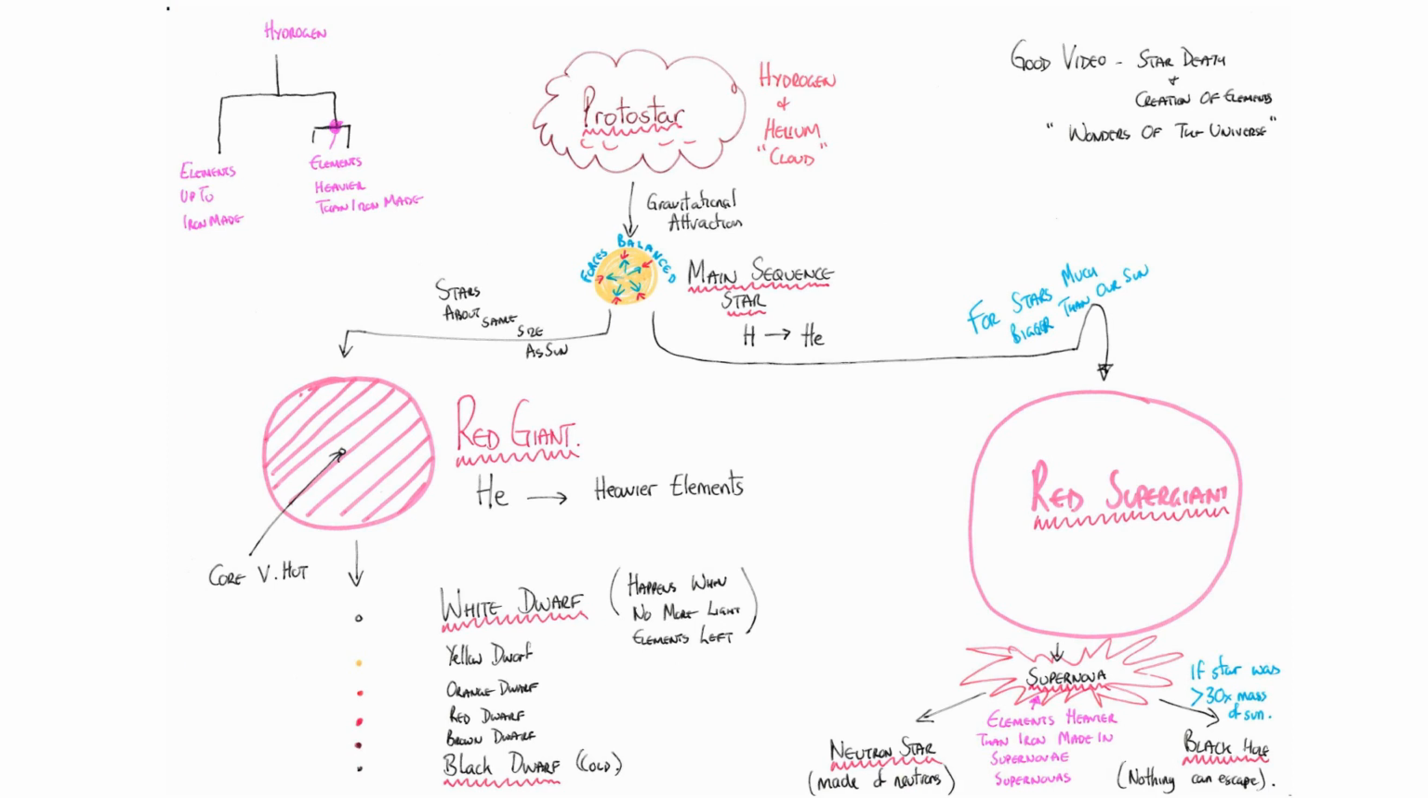Our star will go down the left-hand side. Lots of other stars will go down the right-hand side. You need to make sure you know all of the terms that have been underlined: supernova, black hole, neutron star, red supergiant, protostar, red giant, white dwarf and black dwarf. Make sure you know what they are and put them in the right order.